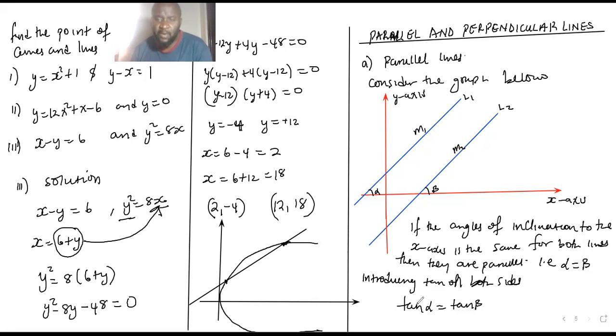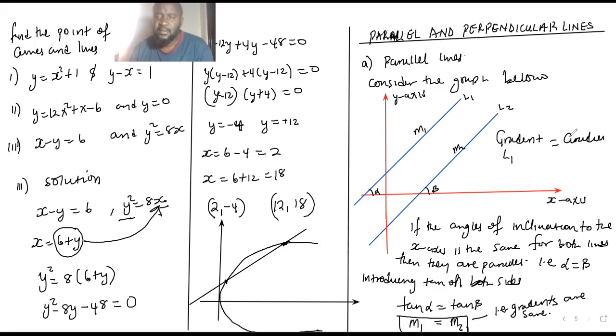So it's the gradient of line 1. For example, line 1 has an angle alpha, so tan of alpha gives us the gradient of line 1, which is m1. And tan beta is the gradient of line 2, which is m2. So this is the definition for parallel lines, whereby the gradients have to be the same. So the gradient of line L1 is equal to the gradient of line L2.